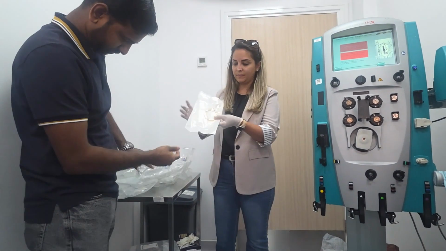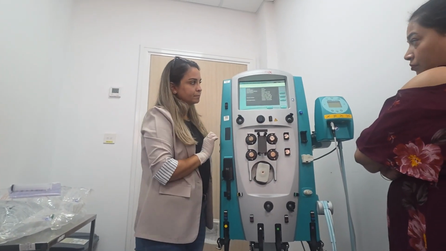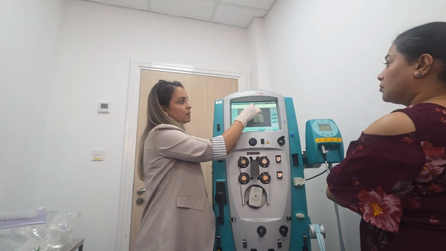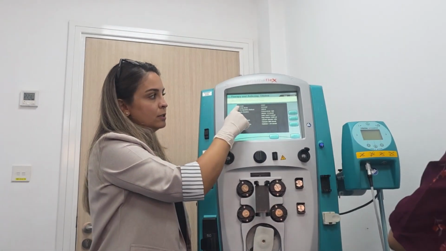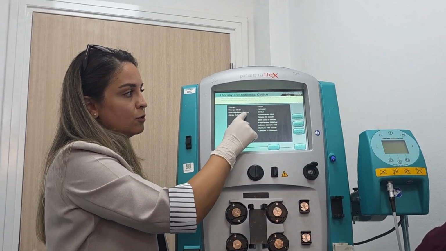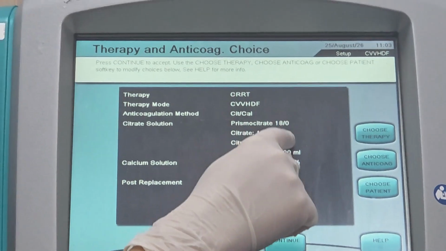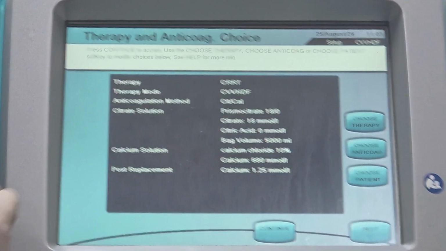Yes. Here is where you need the calcium line. Okay? So we will confirm. So let's check the therapy and the anticoagulation. Therapy: CRRT, therapy mode CVHDF, anticoagulation citrate calcium, citrate solution Prismocitrate. Here are the specifications of it.